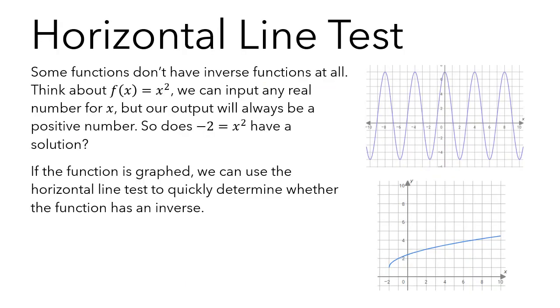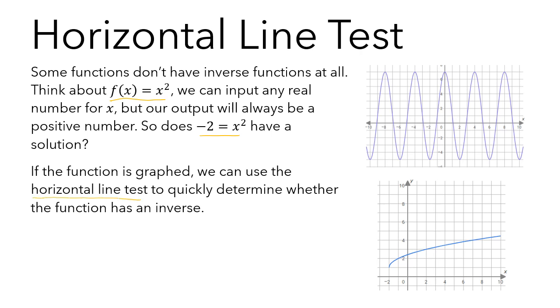Now, some functions don't have inverse functions at all. Think about f of x equals x squared. We can input any real number for x, but our output is always going to be a positive number because anything squared is positive. So does negative 2 equals x squared have a solution? It doesn't. So a quick way to determine this is using something called the horizontal line test.